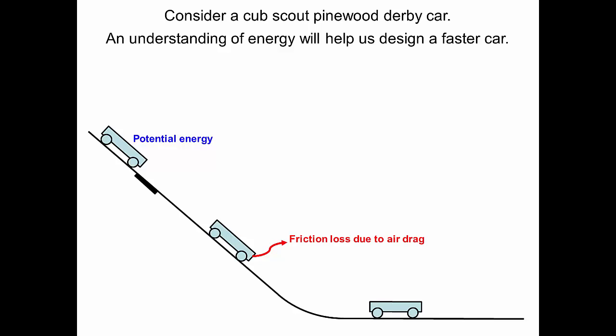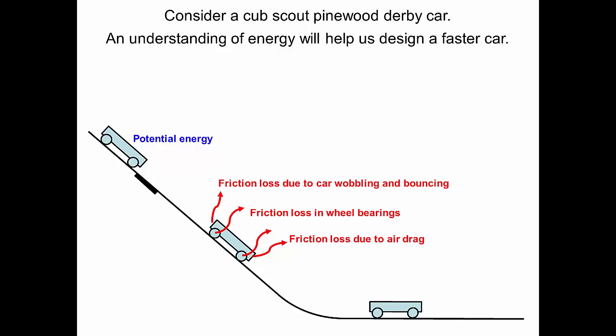As it comes down the track, we lose some energy due to friction and air drag. There's friction loss in the wheel bearings. There's friction loss due to the car wobbling or bouncing on the track as it comes down the track. We also have rotational kinetic energy associated with the wheels. And finally, we have linear kinetic energy.